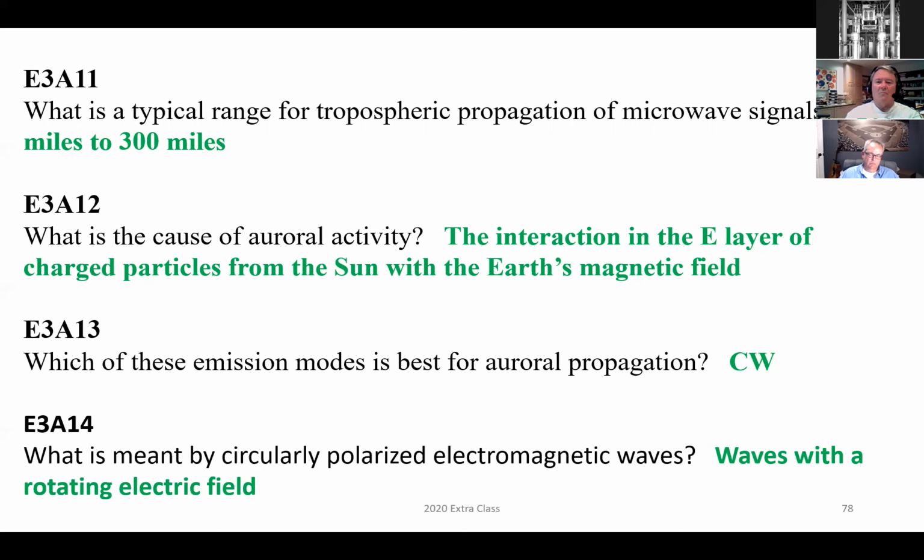E3A14, what is meant by circularly polarized electromagnetic waves? And that's going to be an electromagnetic wave that has a rotating electric field. And you'll have either left-hand polarized or right-hand polarized, depending on which direction it's rotating.